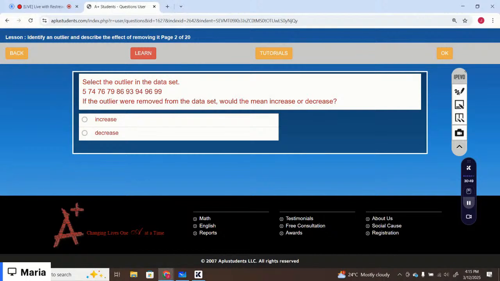Select the outlier in the dataset. If the outlier were removed from the dataset, would the mean increase or decrease?